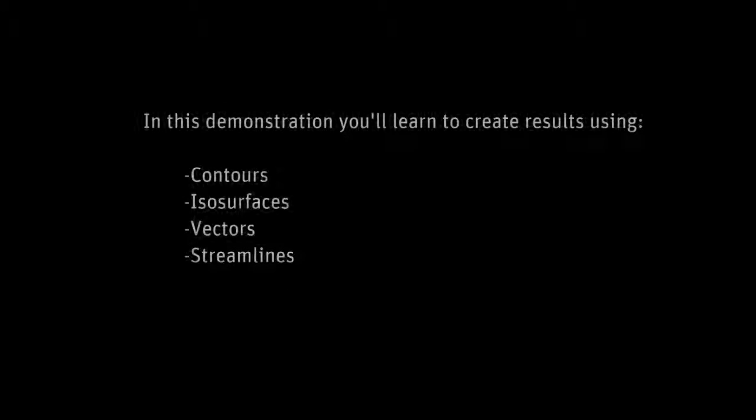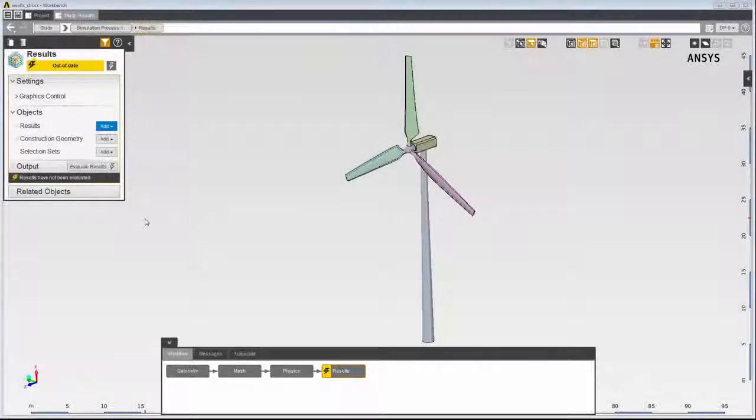In this demonstration, you'll learn to create results objects in ANSYS AIM. You can create contours, isosurfaces, vectors, and streamlines to process numerical and graphical visualizations of your simulation physics. I'll use a wind turbine geometry to create results objects to visualize the interaction between the air and the wind turbine.